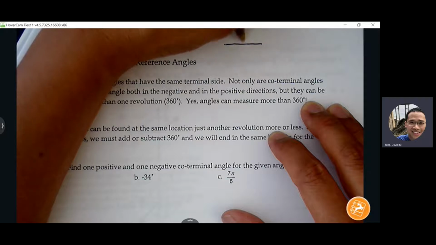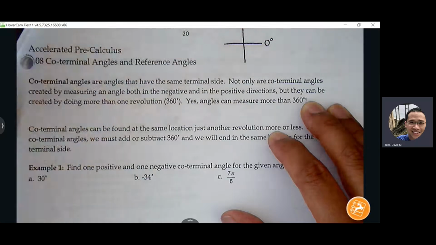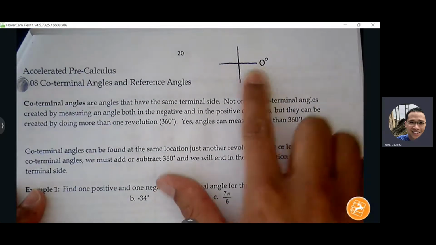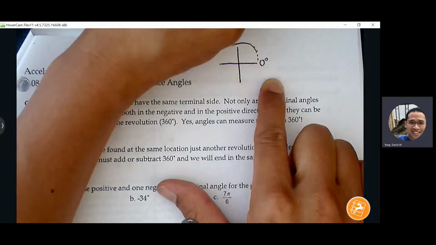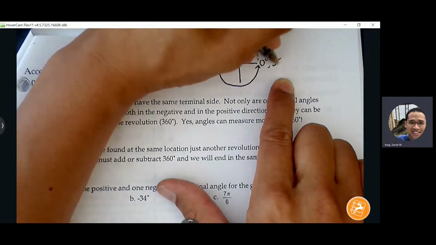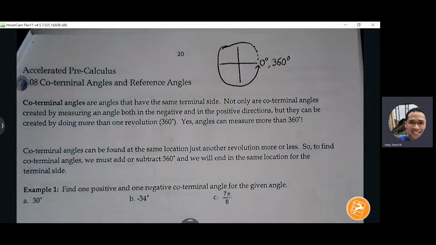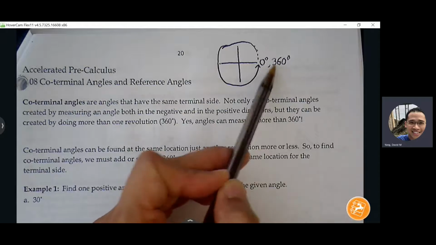Here's a quick example that I think we all understand. You have 0 degrees, right? 0 degrees is our starting point here. But if I were to go a full revolution around the circle, then it becomes what? 360, but it's still the same location, right? I've just gone one full rotation, but my terminal side is still the same. It's still the same quote unquote angle measure. It just took a little bit longer to get to the same point because I had to go a full revolution to reach 360.